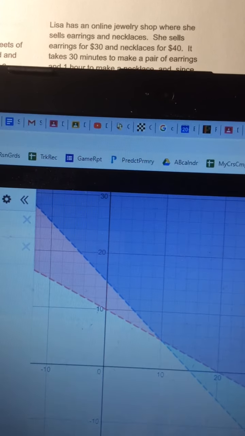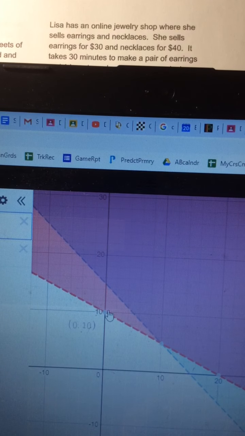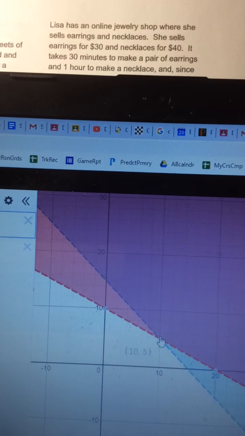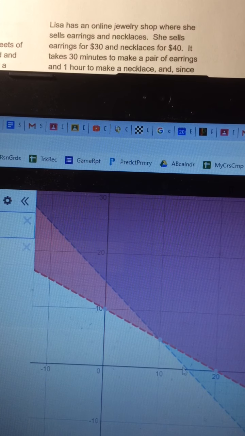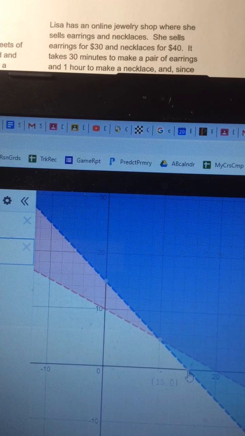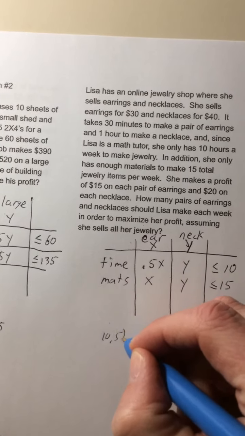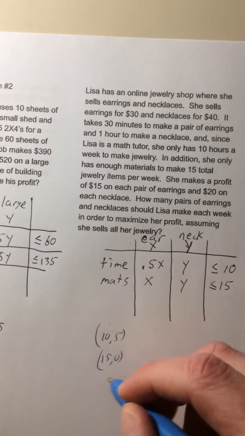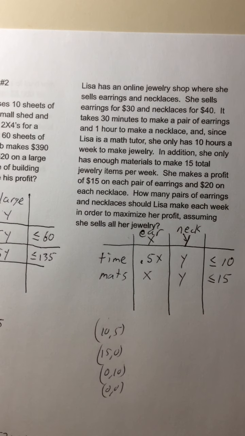So we'll get our ordered pairs. We have 0, 10, and we have 10, 5, and we have right here 15, 0. So 10, 5, 15, 0. I think it was 0, 10, and of course 0, 0. Which again, of course, isn't going to help us at all.